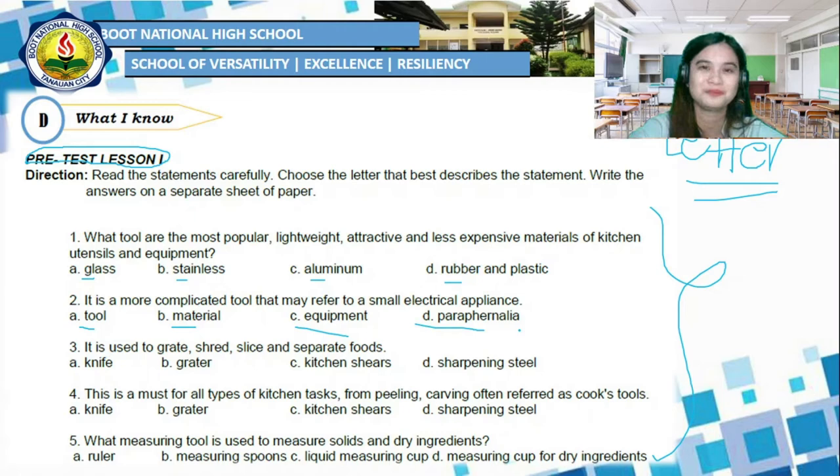Okay, now let's go on to number 3. It is used to grate, shred, slice, and separate foods. Letter A, knife. Letter B, grater. Letter C, kitchen shears. Or letter D, sharpening steel.